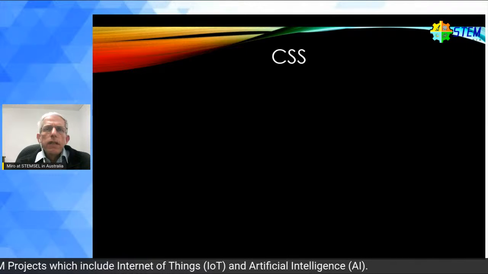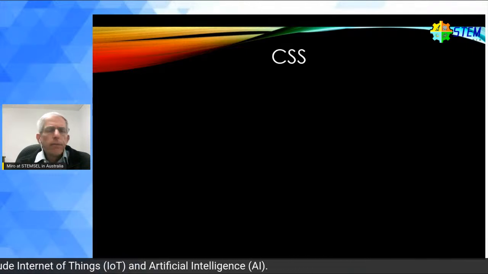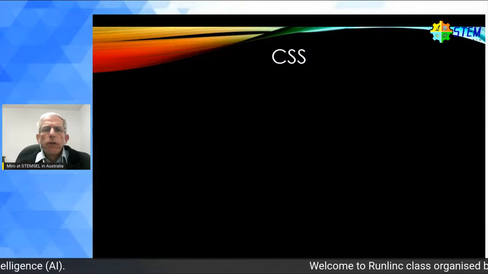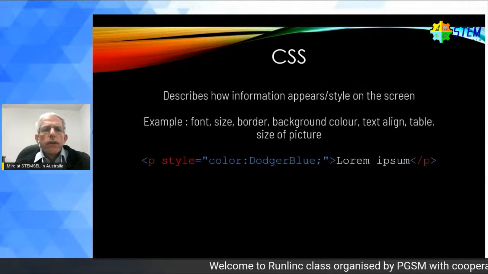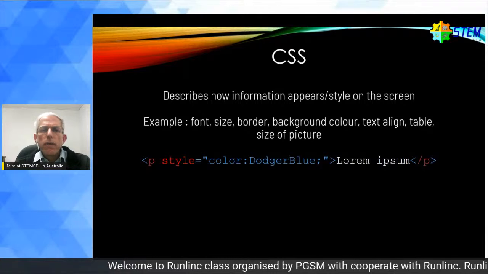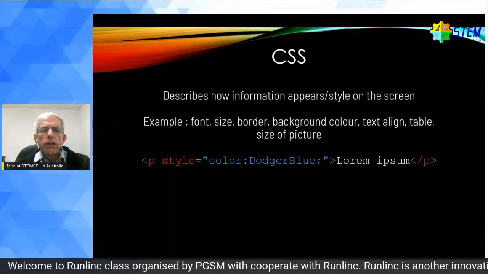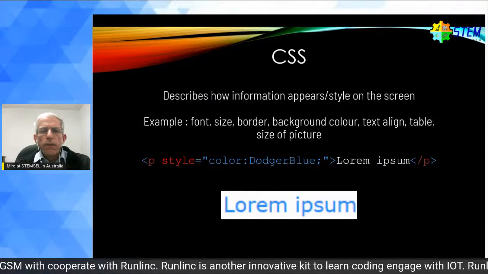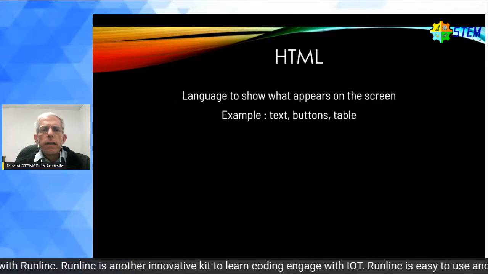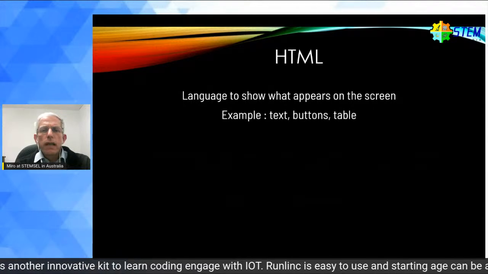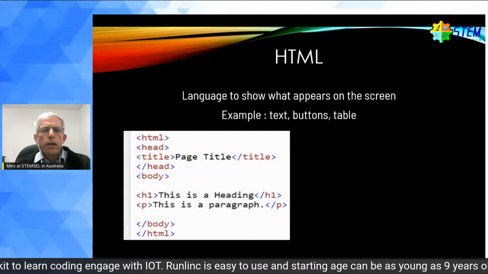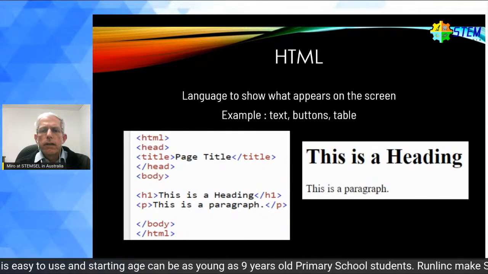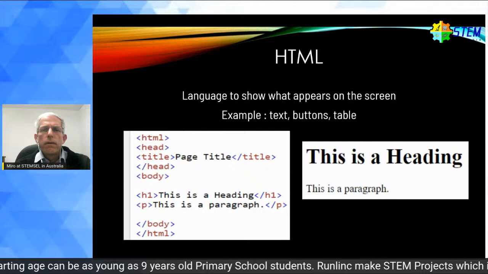So 70% of the world's programmers actually use JavaScript, so it's the most popular language. The CSS describes how the information appears on there, such as the font, the style, etc., such as this font here. And the HTML is what appears on the screen: text, buttons, tables. So this HTML, for example, will create this heading and this paragraph.